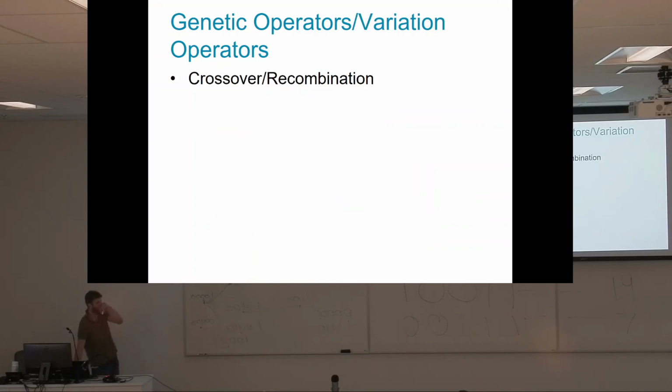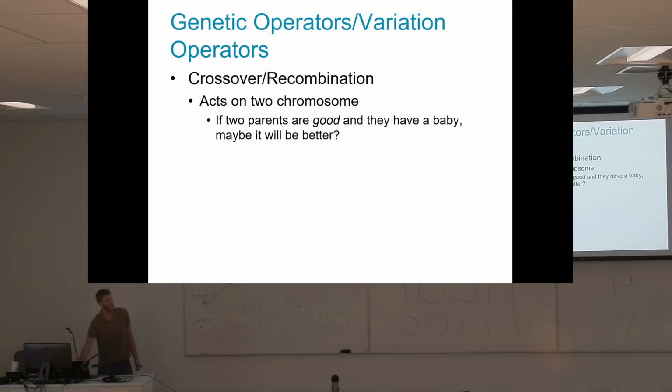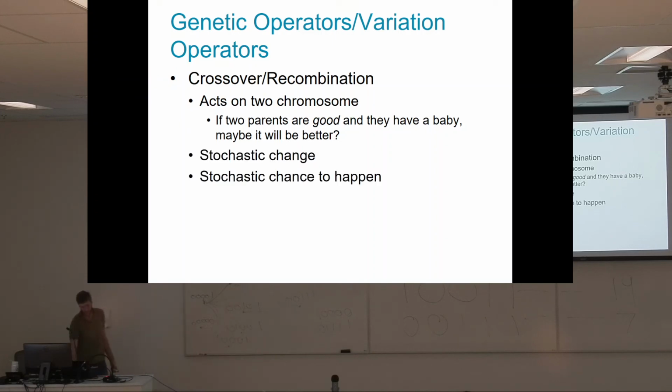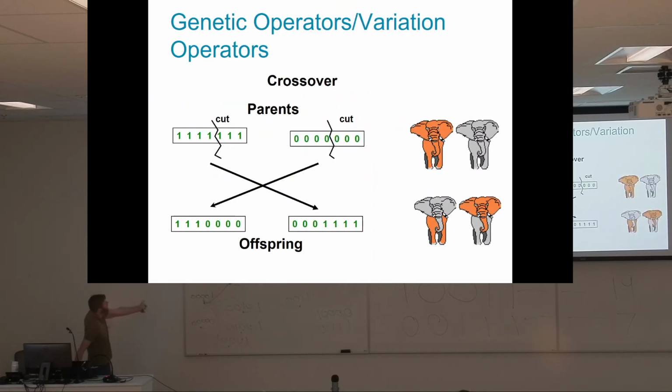Then there's crossover, or recombination. I always use the word crossover, and this will act on two chromosomes. If two parents are good, and we allow them to have a baby, whatever that means in the context of the problem, maybe their offspring will be good too. Maybe they'll be better, maybe they'll be worse, but let's see. Randomness everywhere. We have these two elephants. Now we have an orange and a gray one.